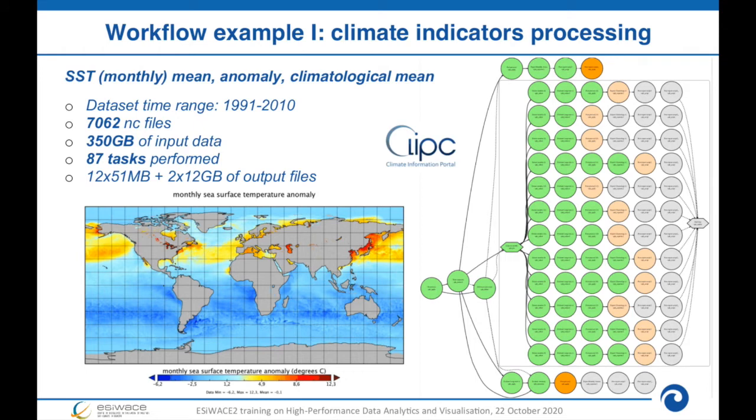So this makes it a sort of data intensive workflow, although the number of tasks is not very big in this case. There were about 90 tasks, more or less, which produced 14 files as output. We can see in the lower part of the slides, there's this representation of the monthly anomaly, which is generated with Panoply.